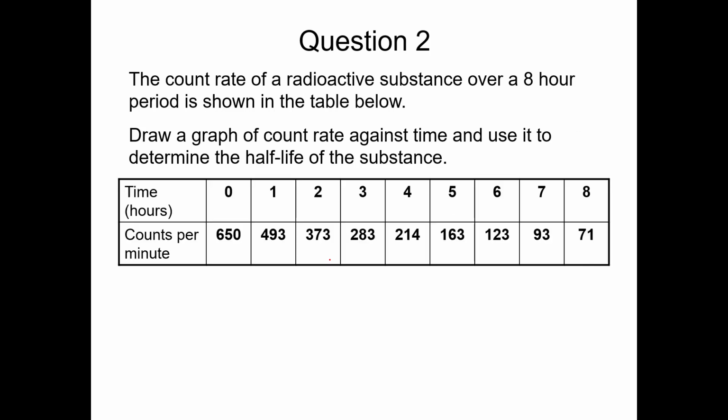The count rate of a radioactive substance over an 8-hour period is shown in the table. Draw a graph of the count rate against the time and use it to determine the half-life of the substance. This is for you to try out, and please try it out on squared paper, on graph paper. And your answer is that the half-life should be around 2.5 hours.